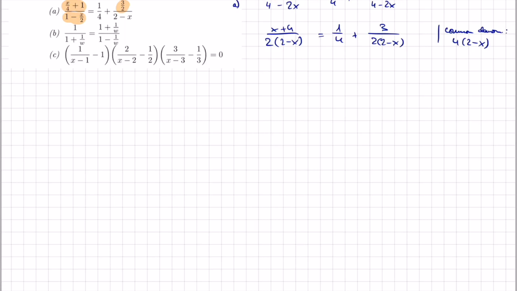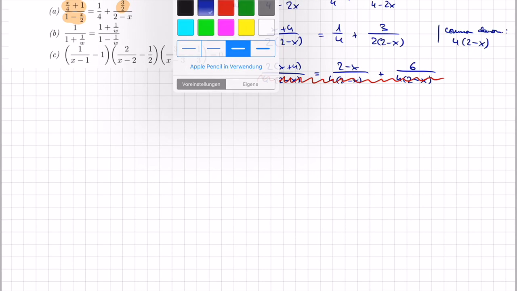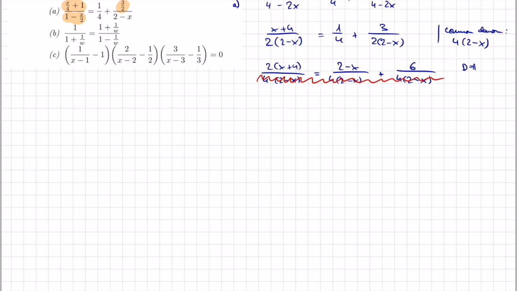So we get a factor of 2 here. We get a factor of 2 minus x here. And we get a factor of 2 here. And we can now delete the denominators. Remember that the domain is anything but 2.